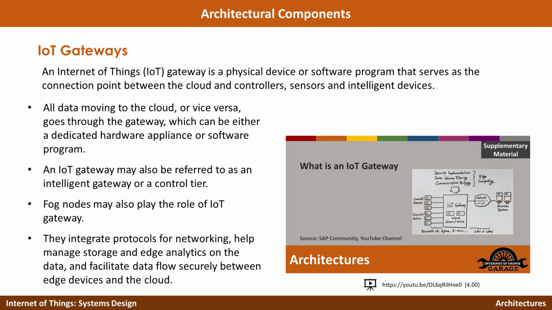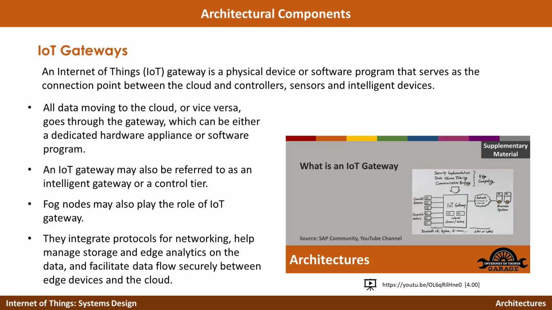An IoT gateway is a physical device or a software program that serves as the connection point between the cloud and the microcontrollers, sensors, and intelligent devices. We already talked about this: fog devices are in between the edge and the cloud, so the data moves across the gateways from both sides. They integrate protocols for networking and different application level protocols as well. They should be able to perform a certain amount of data storage, and then perform a certain amount of edge analytics.